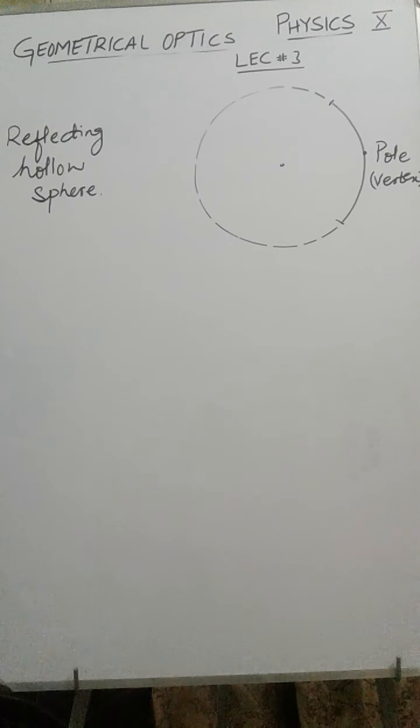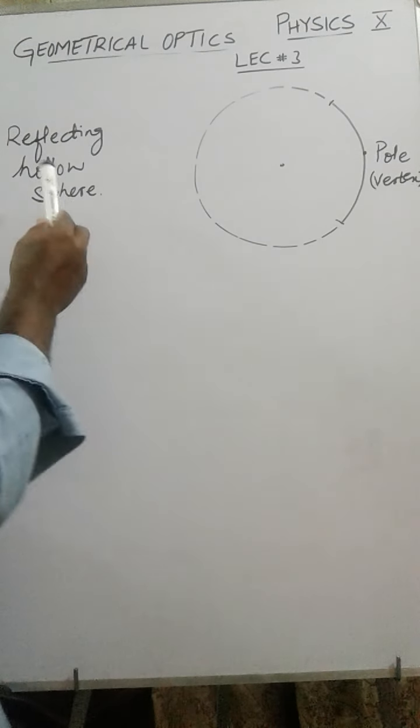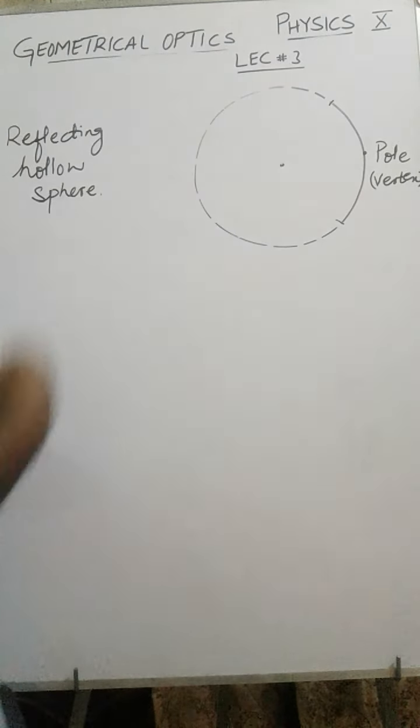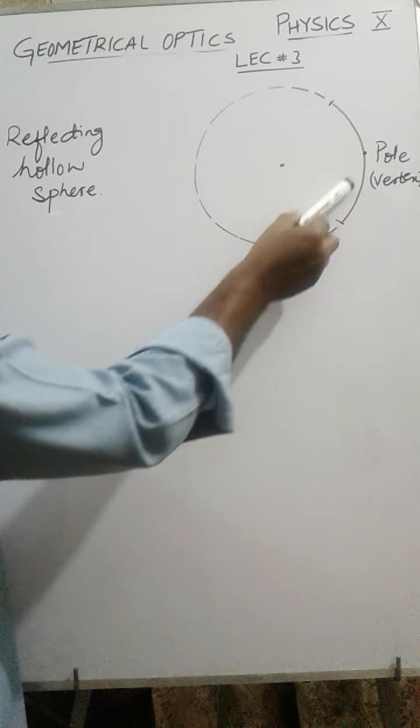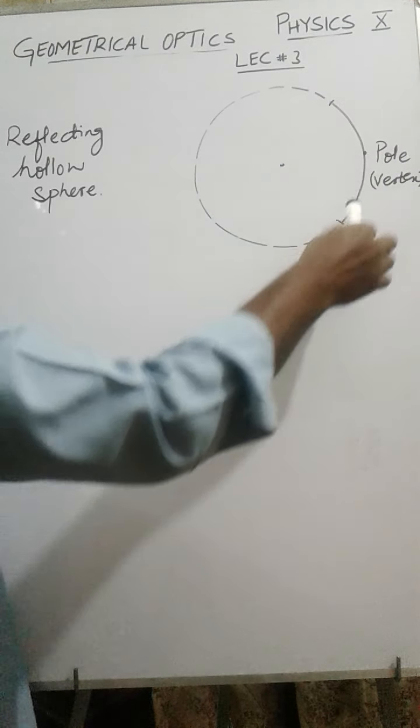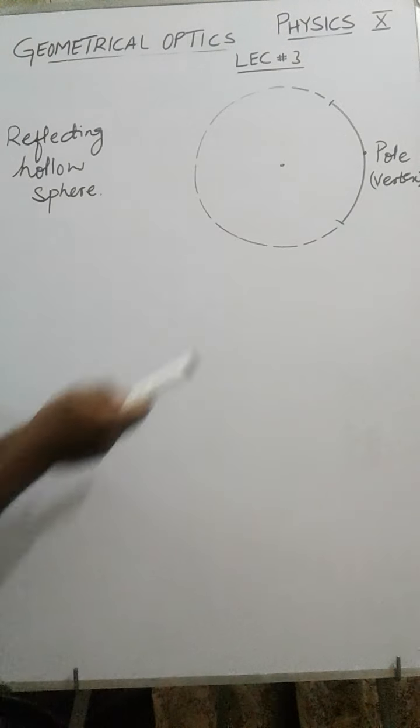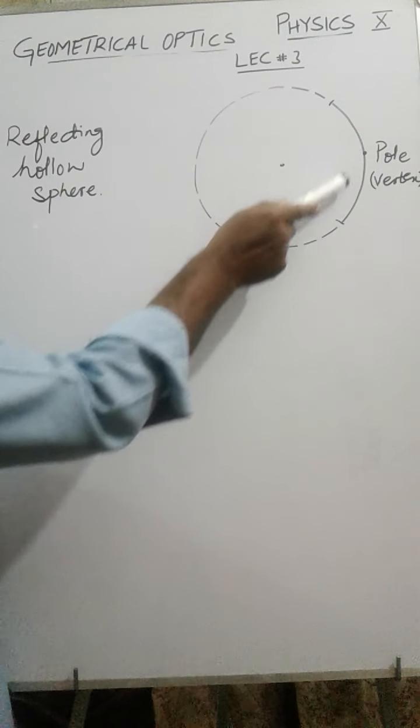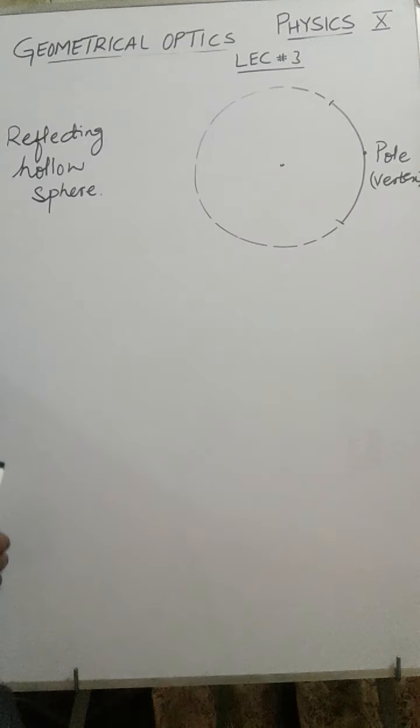I have shown over here a reflecting hollow sphere, and this is a portion or a part of a reflecting hollow sphere. This is known as a spherical mirror. The midpoint of this spherical mirror is known as the pole or vertex. So the definition of pole is clear.